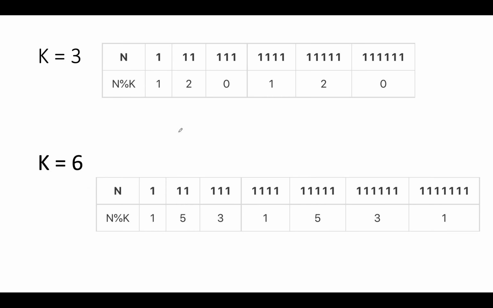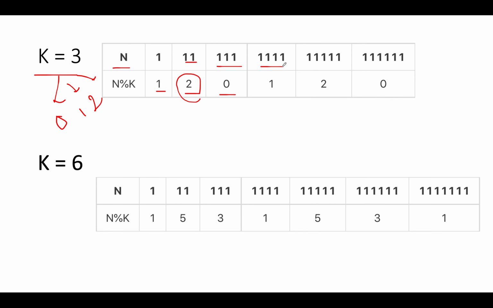Let's walk through few possible test cases and let's try to identify whether there is a pattern in the remainder or not. So let's take the value of k as 3. That means what all remainders can be generated? Either it can be 0, it can be 1, or it can be 2. Let's take the value of n as 1. When value of n is 1, n modulus 3 is 1. When we take the value of n as 11, the remainder turns out to be equal to 2. When we take n as 111, the remainder turns out to be equal to 0.